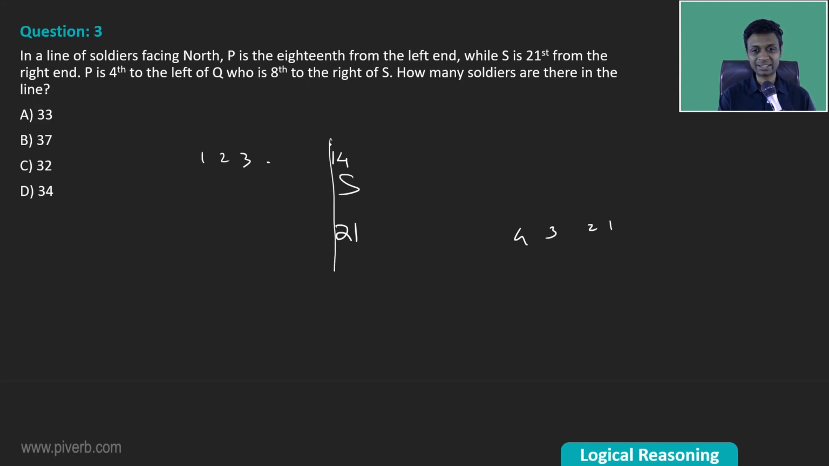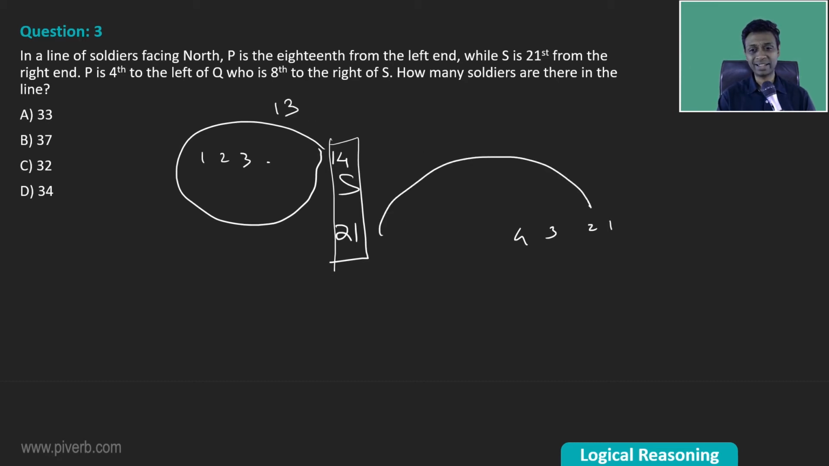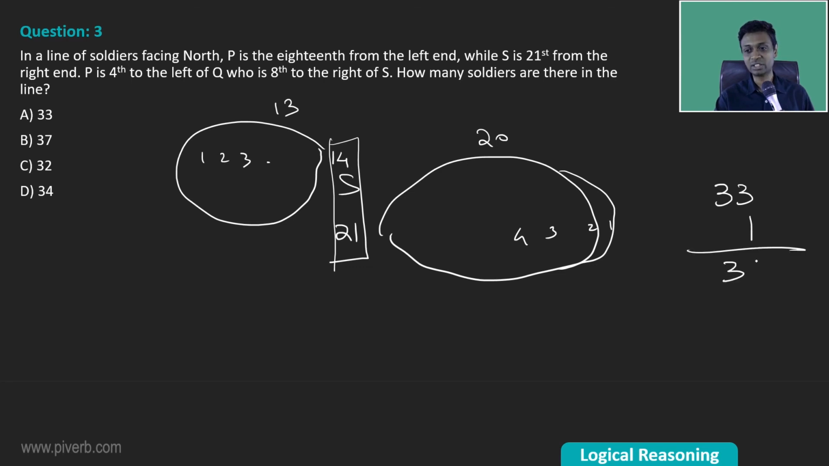So take S, keep it aside. Now count how many are there to S's left. 13 are there. To S's right, 20 are there. S is 21st, so 20 are there here. So 13 to the left, 20 to the right, 33 people plus 1, that is S itself, 34 people totally. This is what we are looking for.